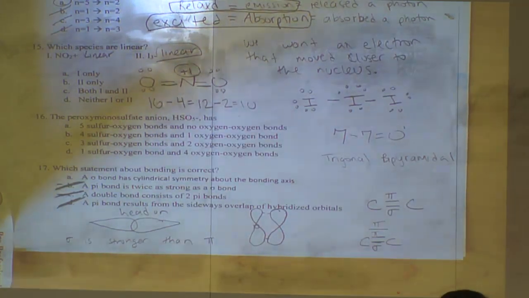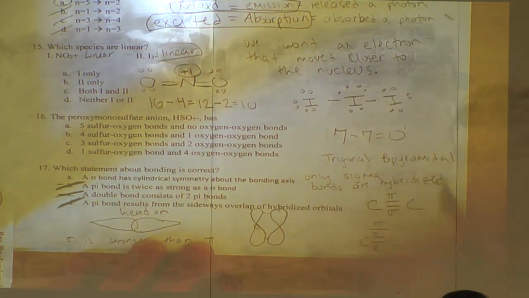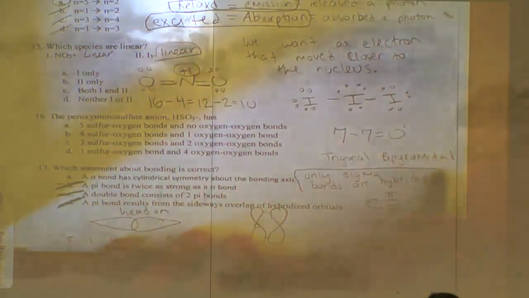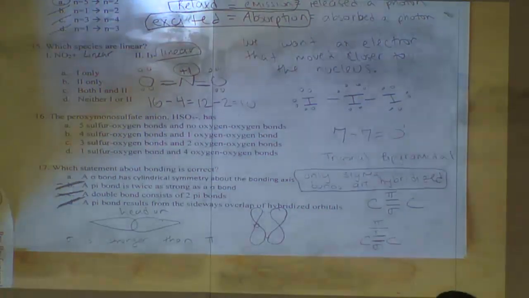It says a pi bond results from the sideways overlap of hybridized orbitals. So if we add a concept in there, do you remember hybridized, like sp2, sp3, that kind of stuff? Essentially, only sigma bonds are hybridized. Pi bonds do not get hybridized, only sigma bonds get hybridized. So it's just another concept to add on there.